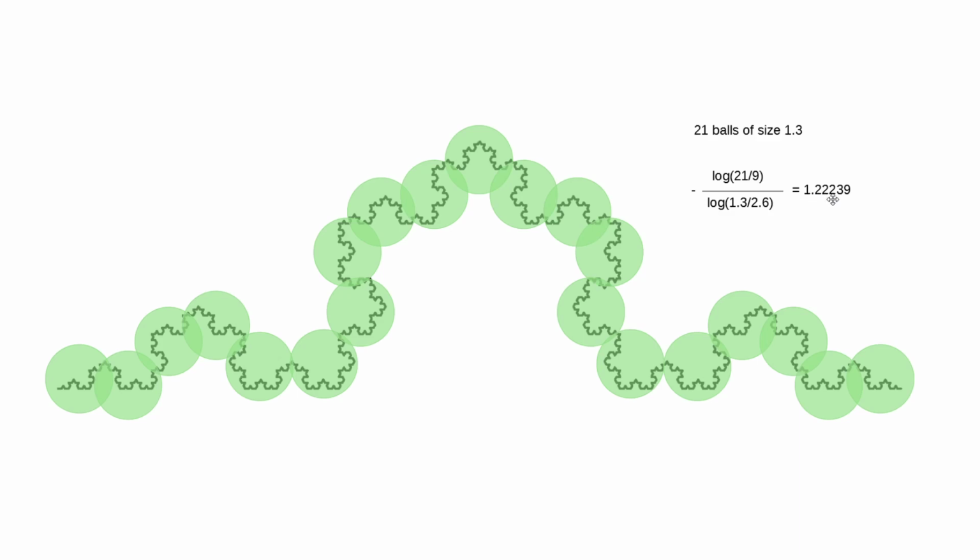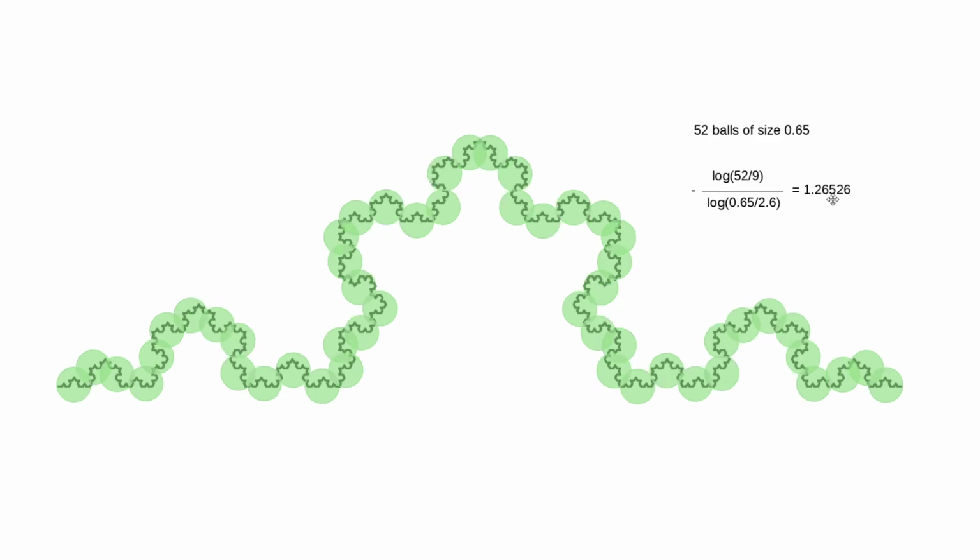We can improve our accuracy by making the balls even smaller. So here, half the size again. We now need 52 balls to cover the Koch curve of size 0.65, and plugging in those numbers, again 52, the current number, divided by 9, the original number, and the current size 0.65 divided by the original size 0.26, we get about 1.265. That's actually pretty close. The actual value is 1.26186, so we're a little bit high. We can get more accurate measurements if we make the balls smaller and smaller.